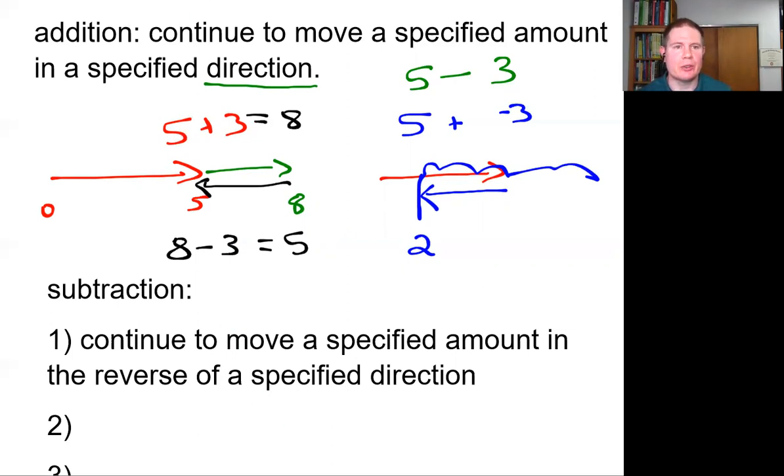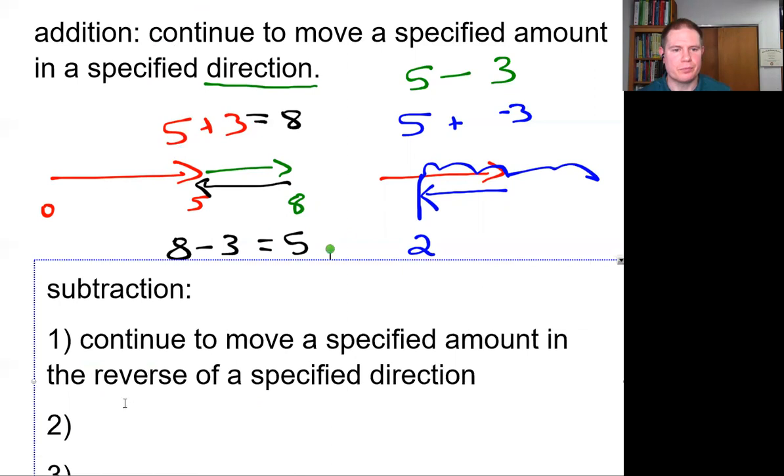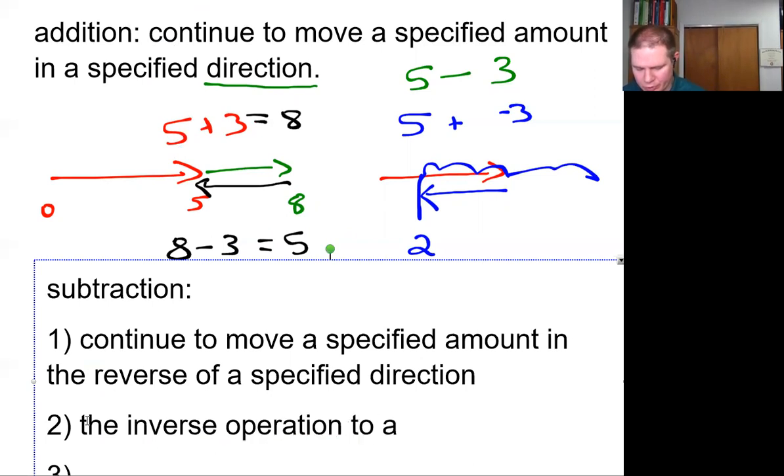And that's where we get into our second definition of subtraction as the inverse operation to addition. Inverse is a very jargony word for math. It means you're going to undo it, right? So subtraction is undoing that addition.